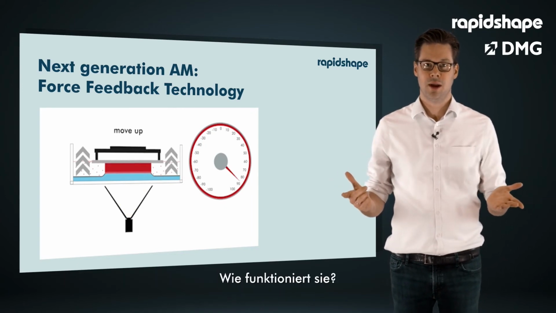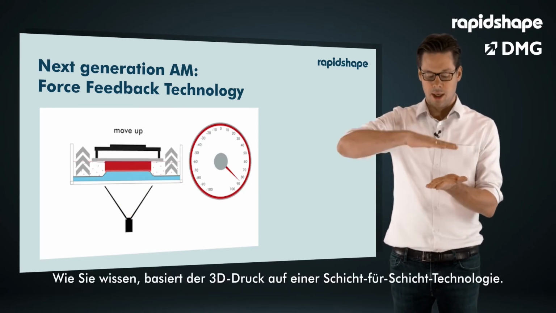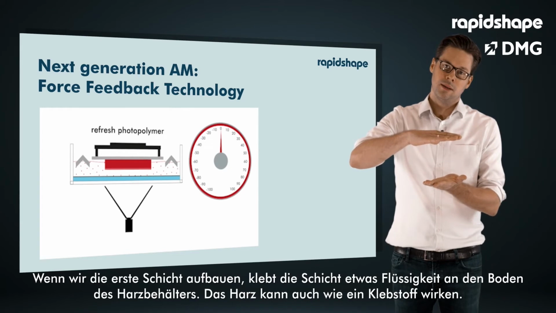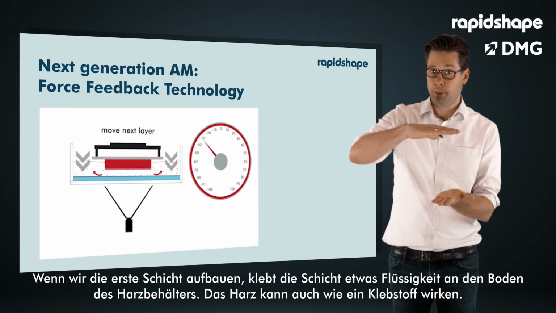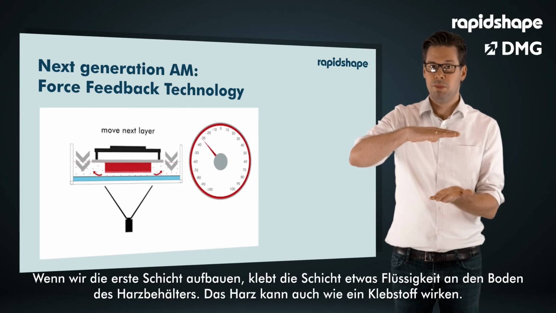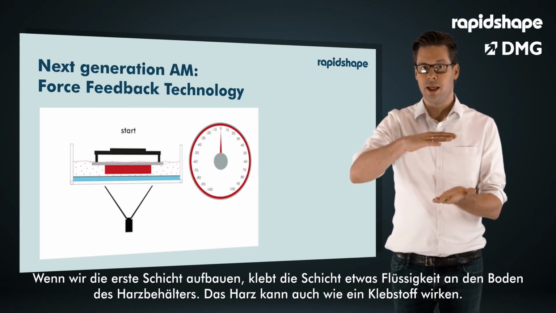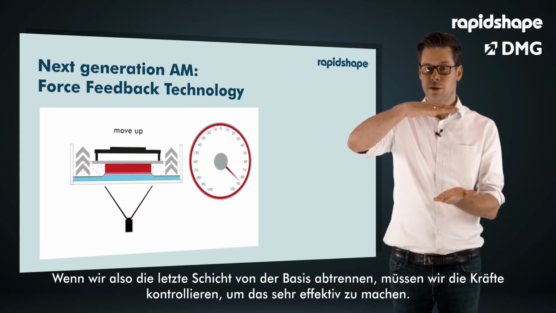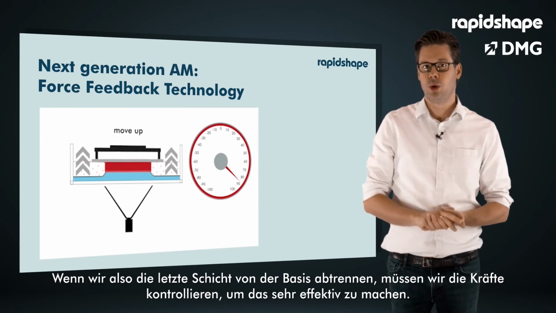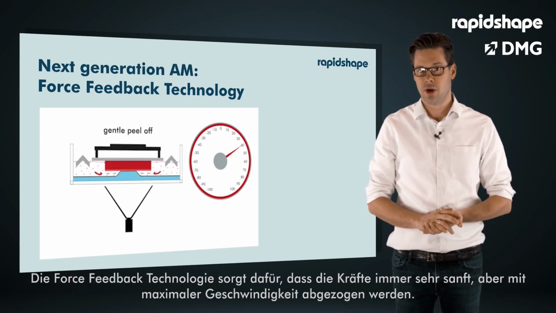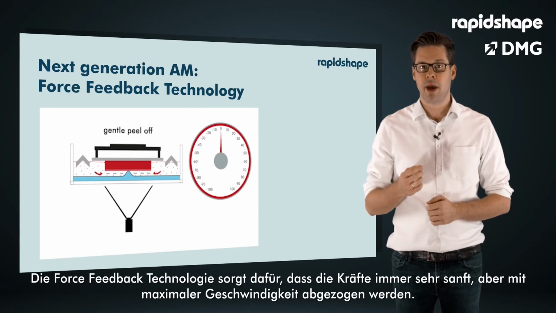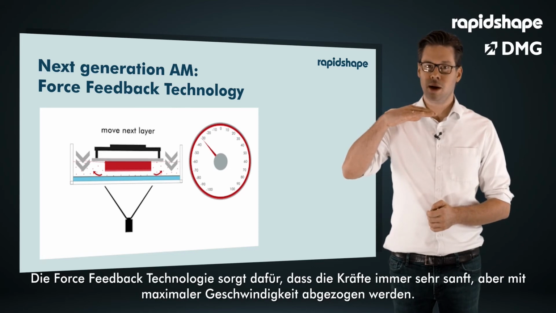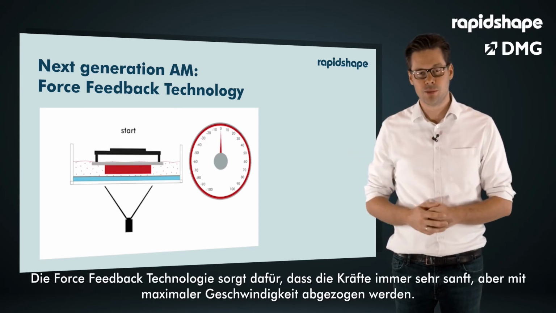So how does it work? As you know, 3D printing is based on a layer by layer technology. So as we build the first layer, the layer sticks somewhat to the bottom of the resin reservoir, because that resin you can also correlate somewhat to a glue. So as we separate the last layer built from the base, we need to control the forces in order to make that very effective. Force feedback technology measures live all the forces while we peel off, making it always very gentle but at a maximum speed.